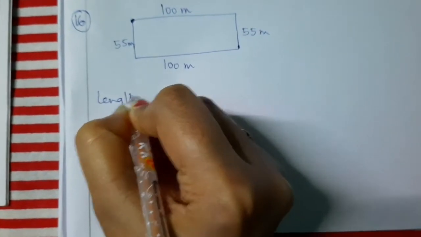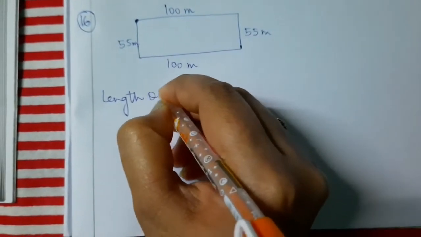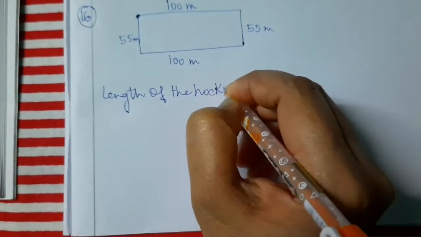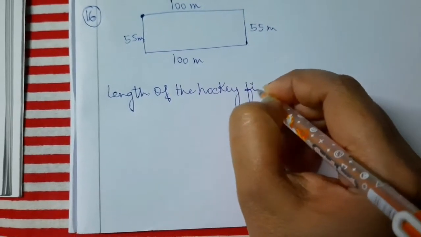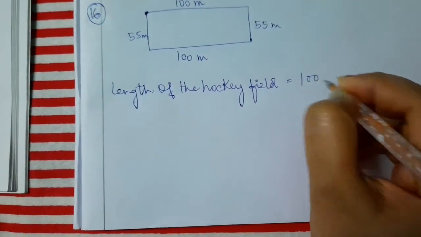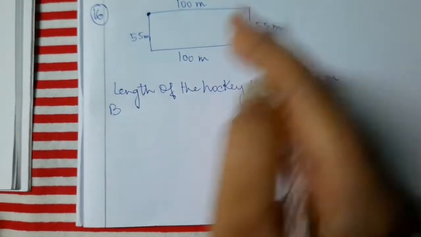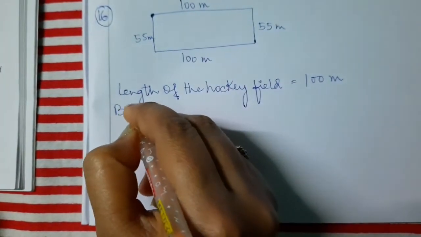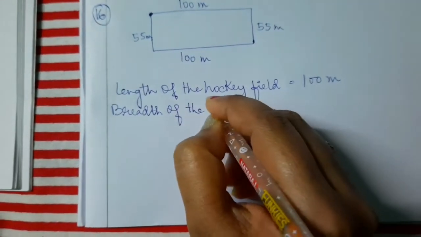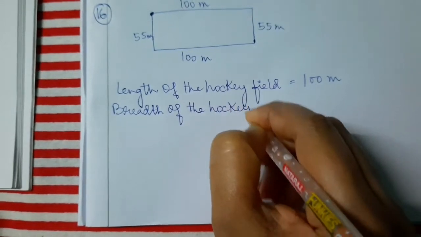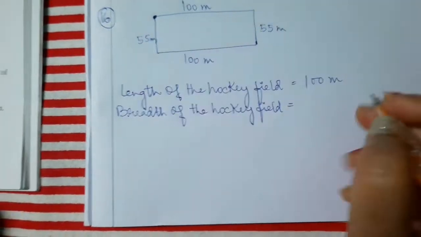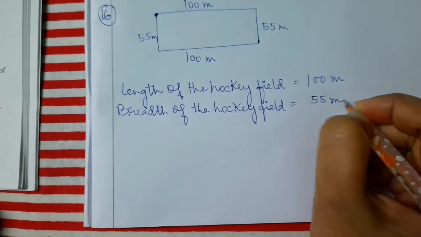Length of the hockey field is equal to how much? 100 meter. Breadth or width? Breadth of the hockey field is equal to how much? 55. So 55 meter.